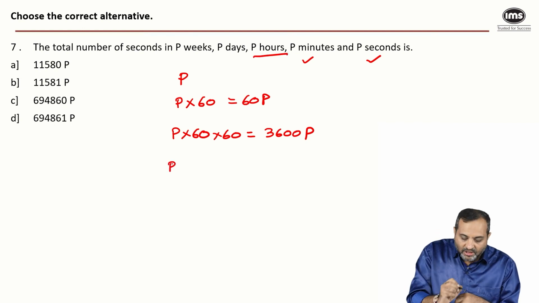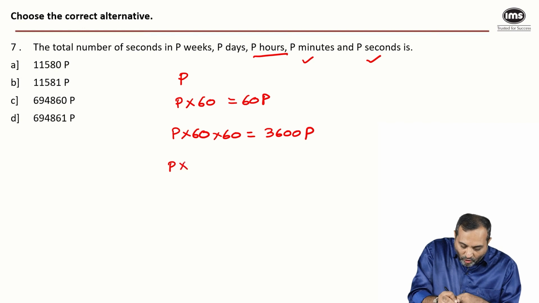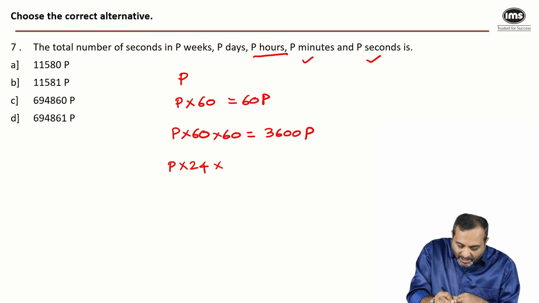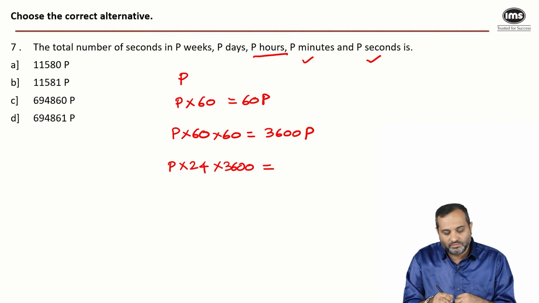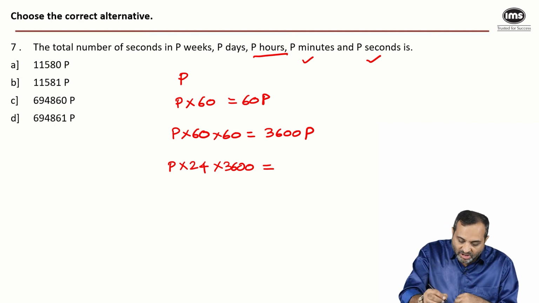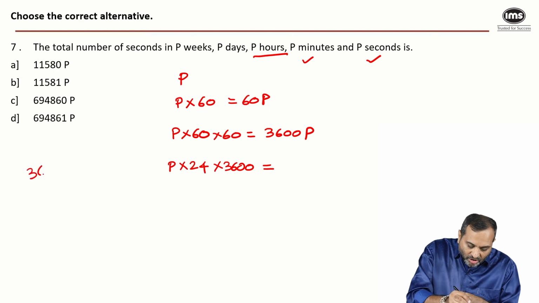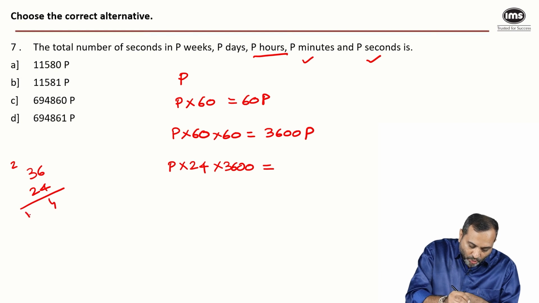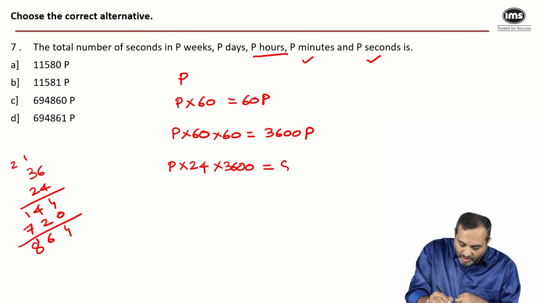I have P days. So one day has 24 hours. So now I have a 24p. So can I simply multiply this with 3600 from the above calculation? You will get the total number of seconds. So how much does this turn out to be? You will have to do 36 into 24. 4 6s are 24, 4 3s are 12, to 144. So this will give me 86400p.